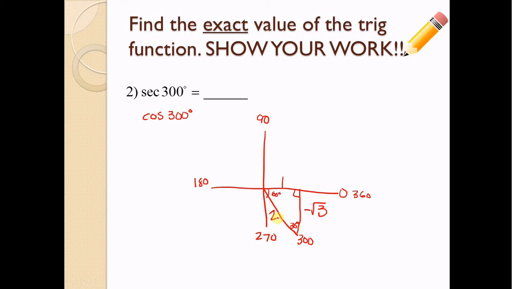So now I need to find the cosine of 300 first, which is adjacent over hypotenuse. So my adjacent of this angle right here was 1 over my hypotenuse. So this cosine would be 1 over 2. I wanted the secant, so that would be 2 over 1, or just 2.